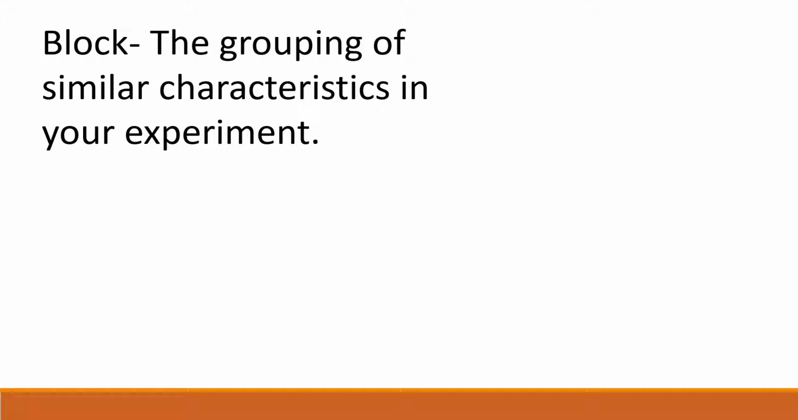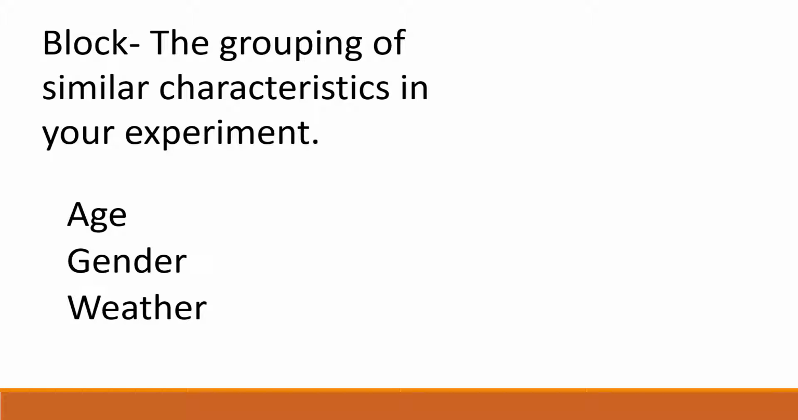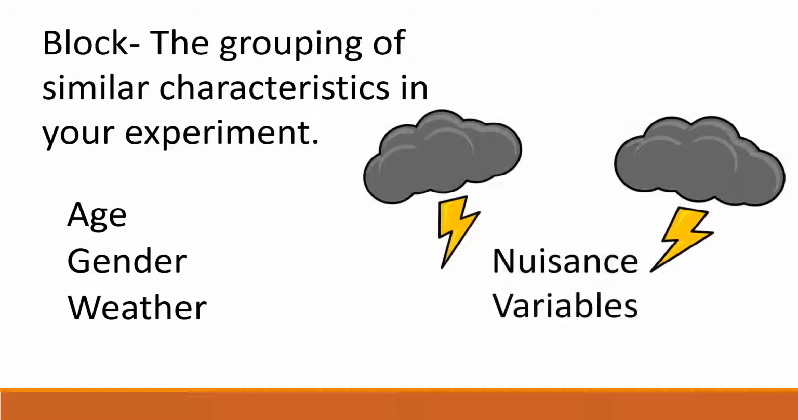So to understand this concept, you first need to know what a block is. A block is the grouping of similar characteristics in your experiment. For example, you have age, gender, and weather. All of these are considered nuisance variables. Nuisance variables are pretty bad in the fact that they skew your data at the end of your experiment, because nuisance variables are variables that you're not trying to measure, but they heavily affect what you're trying to measure.